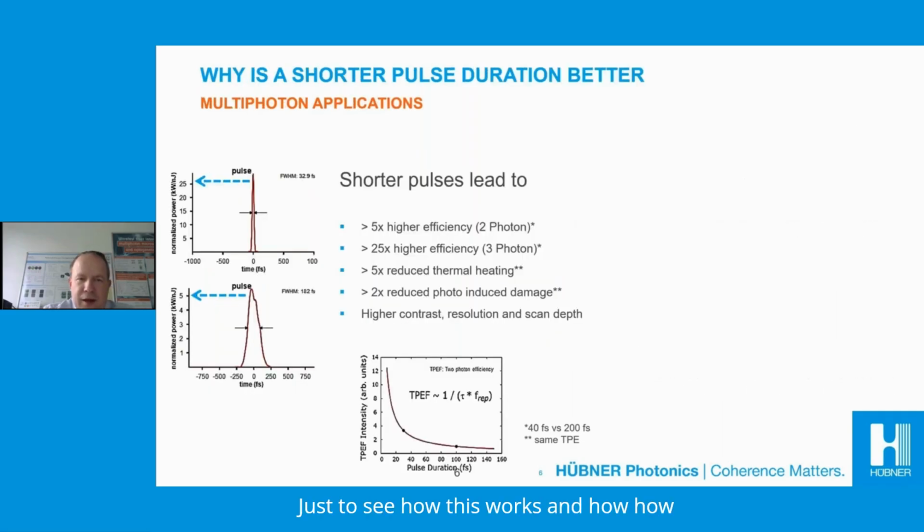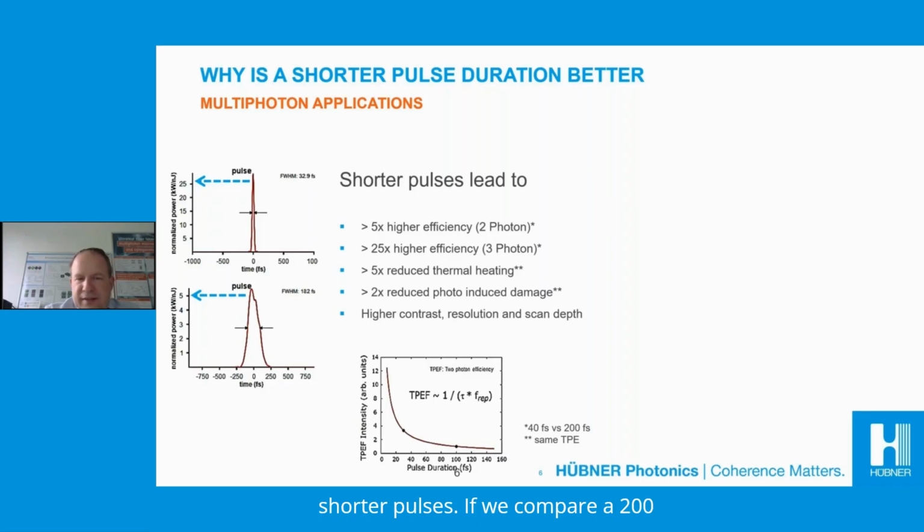Just to see how this works and how it's beneficial to have a shorter pulse, it's illustrated on the left side: two different pulses, one having a pulse duration of 33 femtoseconds and the other one around 180 femtoseconds. The area of both pulses is more or less the same, which you can see on the peak power on the left side. And you can directly see, if you condense the photons into a shorter pulse, there's a higher probability that they arrive at the same time.